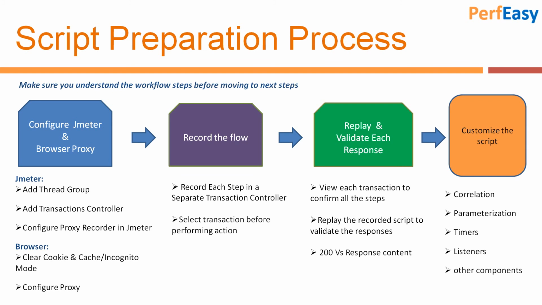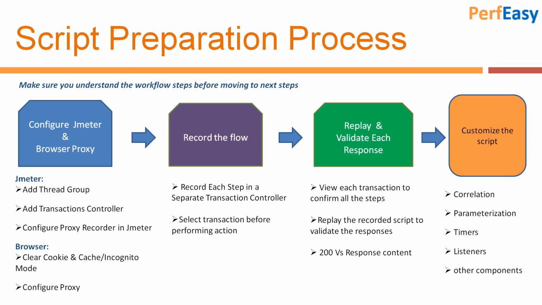Correlation candidates are those things which are dynamically generated during runtime, or generated by the server or the application, and you will not be able to know those values before you reach that step or start performing that activity on the application. So the values which are dynamically generated should be correlated, and the values entered by the user should be parameterized. Some other things that we need to add are the timers for adding think time and pacing.